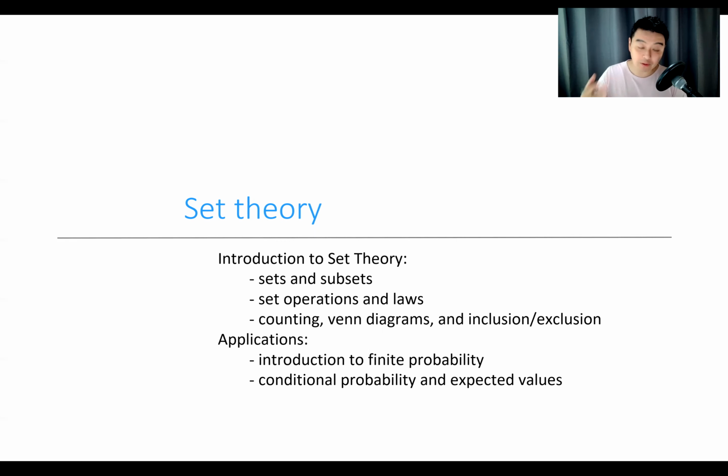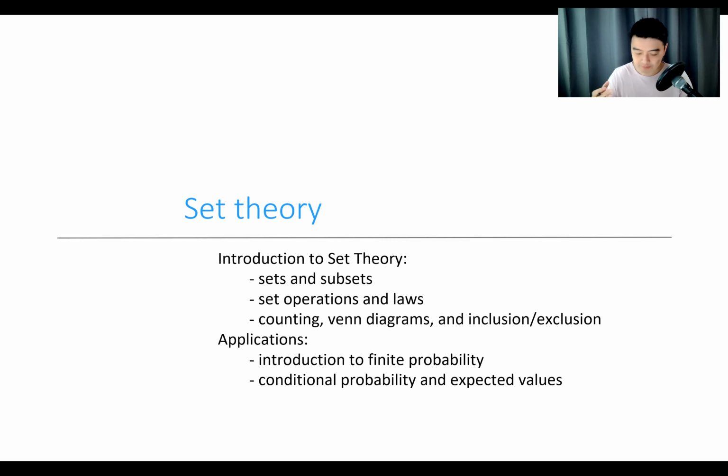We're also going to talk about counting as pertains to set theory. We'll talk a little bit about what Venn diagrams are, and inclusion-exclusion, and these are all counting concepts in set theory. We're going to finish off this section by talking about some applications of set theory, including probability. Again, probability is something you've probably seen before in math. We're going to take a look at what probability actually means pertaining to set theory.